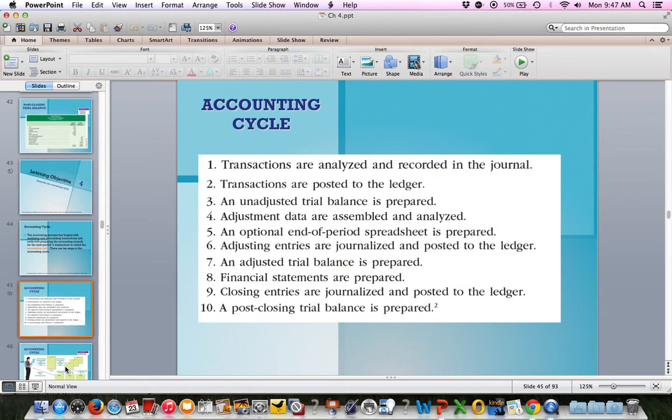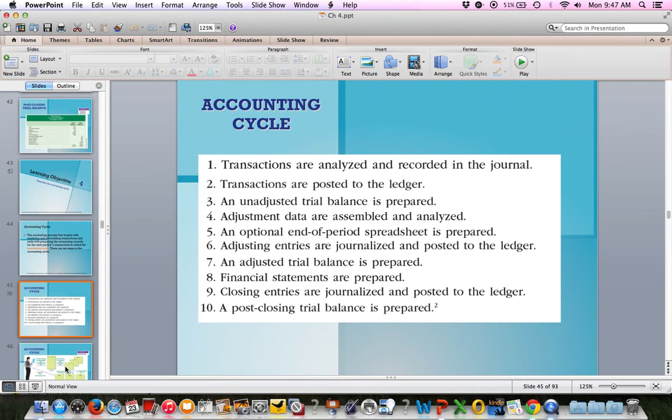Okay, and you can see what the 10 steps are right here. We analyze and record transactions in the journal. We post from the journal to the ledger is number 2. Number 3, we put together the unadjusted trial balance. Number 4, we do adjusting entries, what we learned back in Chapter 3. Step 5, we put together the end of period spreadsheet where we have the unadjusted trial balance, the adjustments, the adjusted trial balance, and then columns for income statement and balance sheet.